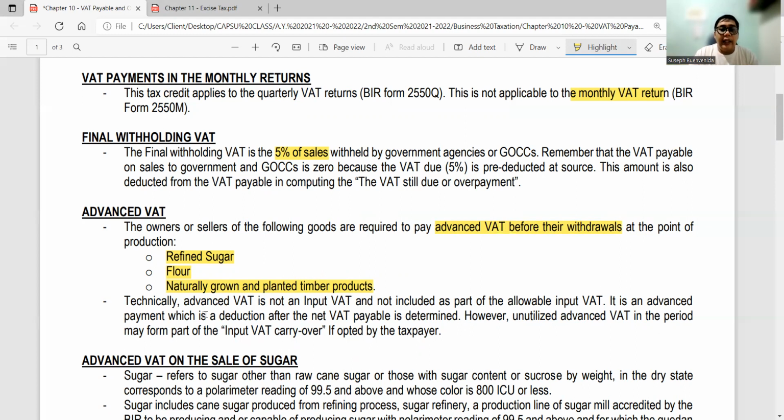So technically, advance VAT is not an input VAT, and is not included as part of the allowable input VAT, but part siya sang ginatawag nga tax credit. It is an advance payment which is a deduction after the net VAT payable is determined. However, unutilized advance VAT in the period can be allocated on the next filing sa aton nga VAT or input VAT carry over if opted by the taxpayer. Okay? So, amo na siya ang advance VAT.